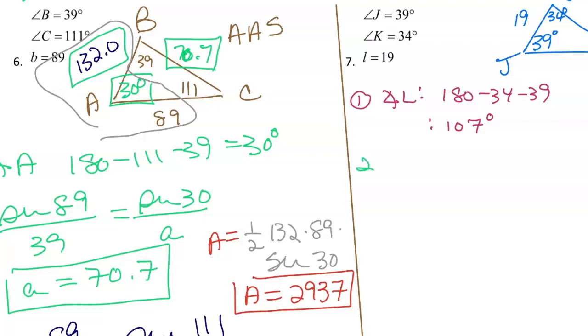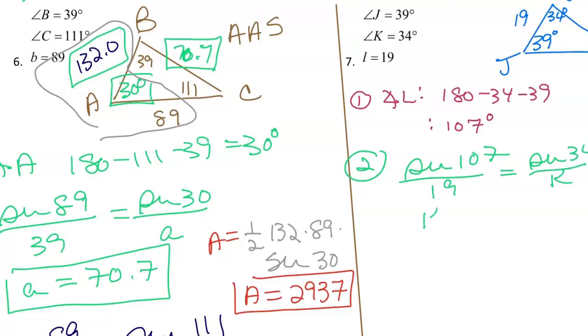I'm going to look at the missing sides. So I'm going to say the sine of 107 over 19, that's my pairing, equals the sine of 34 over little k, and I'm getting k is 16.9. Okay, so k is 16.9. I'm going to box that off.